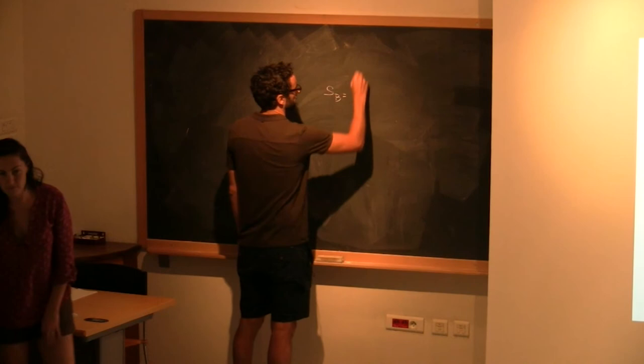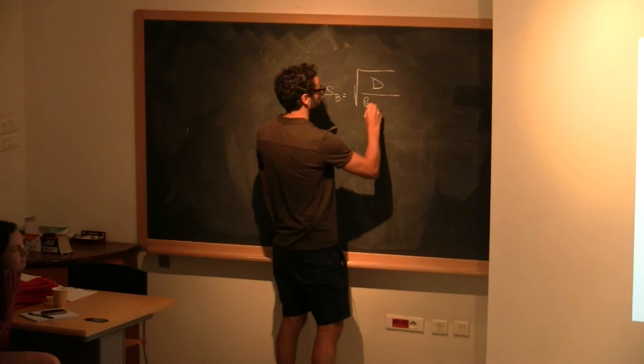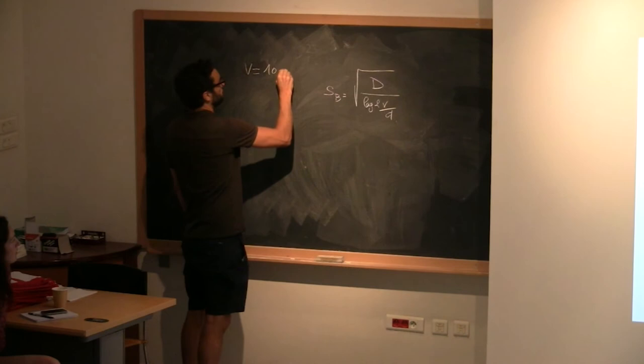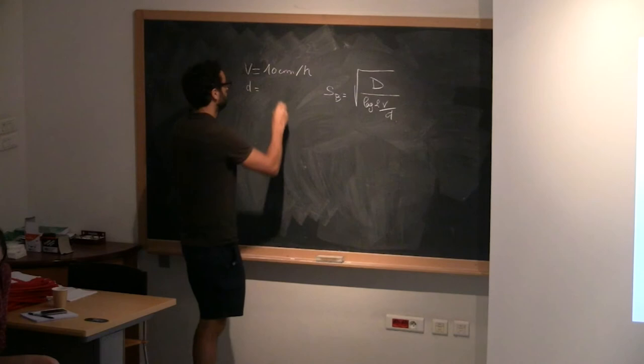D over log 2. Okay. So V is 10 centimeters an hour. V is 10 centimeters per hour. D is 1 centimeter? Yeah, 1 centimeter. And capital D is 10 to the minus 10.